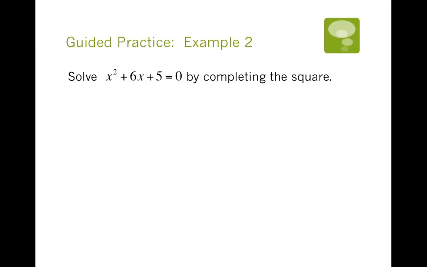All right, why don't you give it a shot? See if you can go through that same process using this particular equation of x squared plus 6x plus 5 equals 0. If you're not sure, go back and rewatch that last example and then give this a shot. Pause your video for a moment while you work. Come back when you're ready to see if you got the answer right.